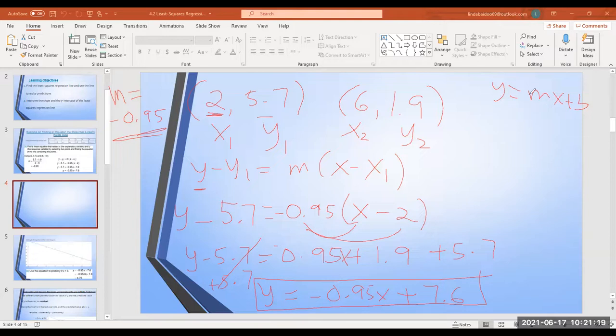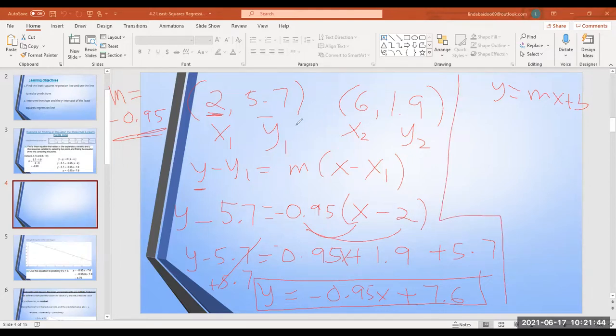We have our slope. Our slope was initially negative 0.95. That is exactly what we see here. And we have our x and our b, which we call the y-intercept. We got it by adding the 1.9 to this, and that gives us 7.6. This is how we find the equation of the line. That is one way of finding the equation of the line.